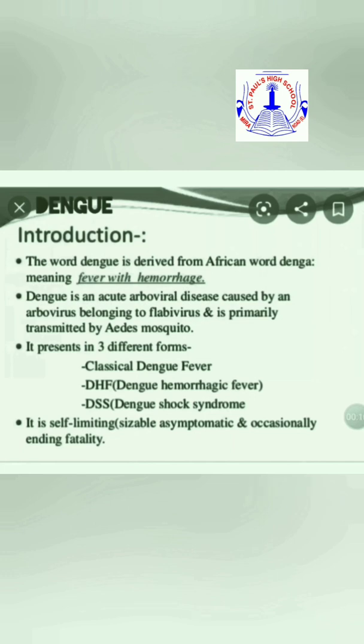Dengue is an acute arboviral disease caused by an arbovirus belonging to flavivirus and is primarily transmitted by the Aedes mosquito. It is present in 3 different forms: classical dengue fever, DHF dengue hemorrhagic fever, and DSS dengue shock syndrome. It is self-limiting, sizable asymptomatic, and occasionally ending in fatality.